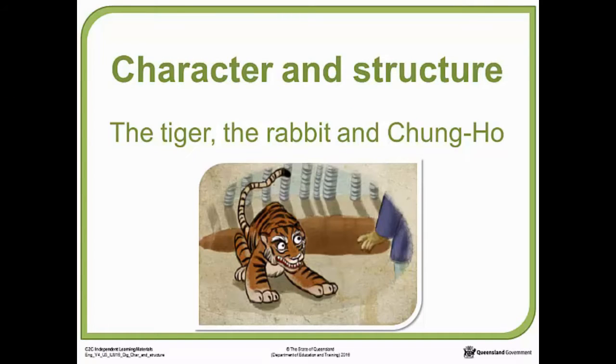Hi everyone! Today we are going to look at characters in stories and also the structure of traditional stories. Authors and storytellers use a number of ways to develop their characters. They can make us like them, dislike them, feel sorry for them, or want them to succeed. How do you feel about the characters in The Tiger, the Rabbit, and Chung Ho?